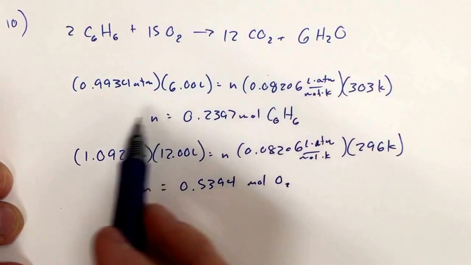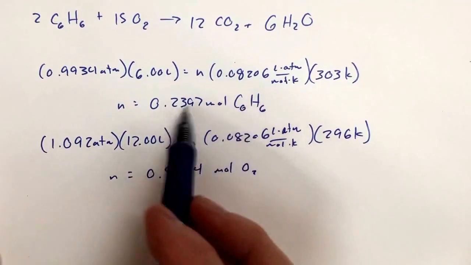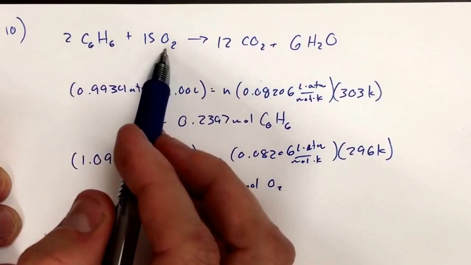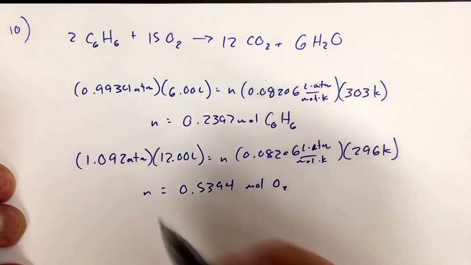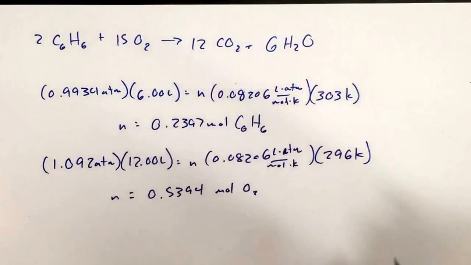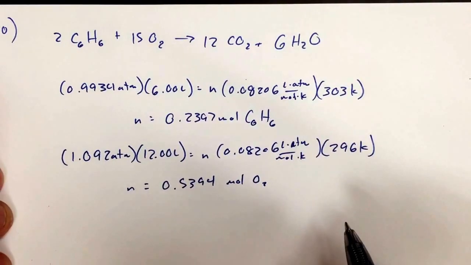Now it would seem like the limiting reactant here is the benzene because there's fewer moles of it, but it's not quite that simple because only 2 moles of benzene are used for every 15 moles of oxygen. So one of the ways you can find which one's the limiting reactant is convert each of these to moles of a product and see how much of the product is made.